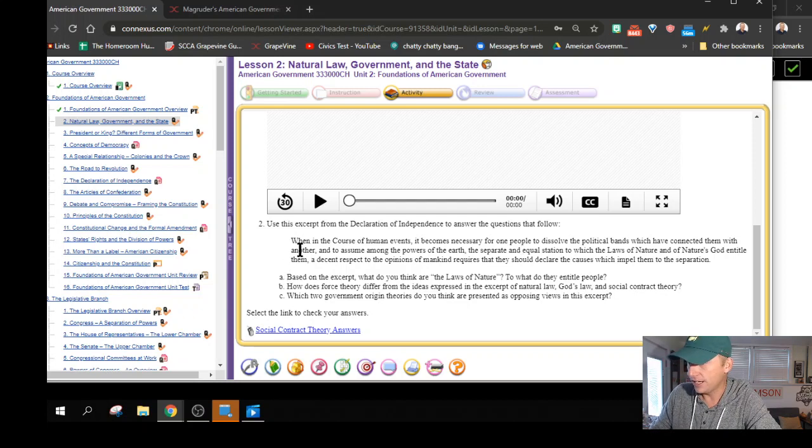So, read this part of the Declaration of Independence. Can I read the Declaration of Independence? I love reading the Declaration of Independence. Here we are, reading the Declaration of Independence.